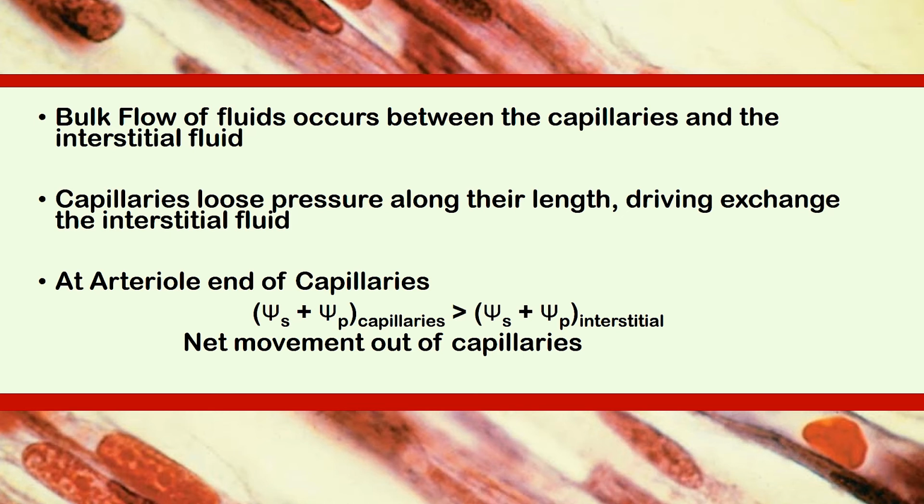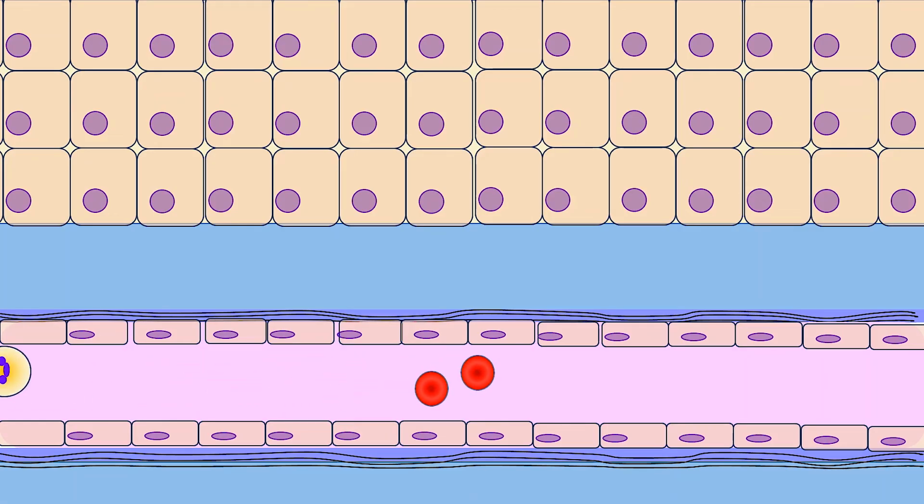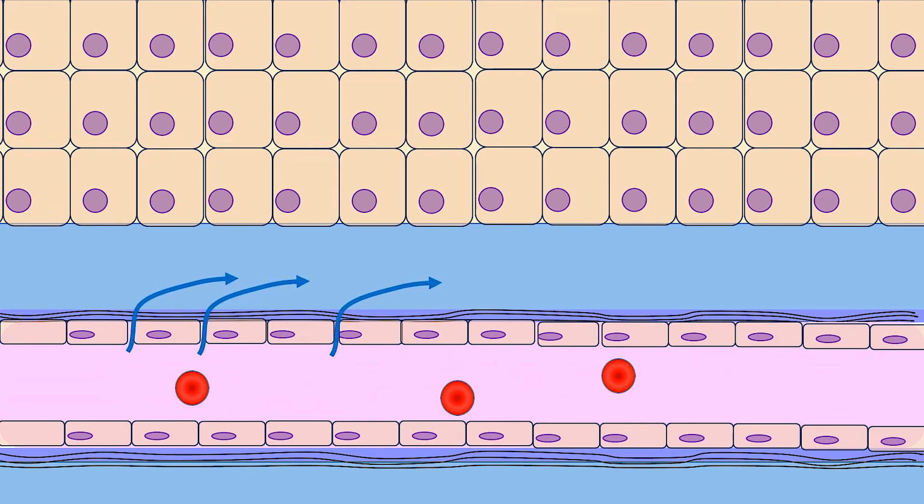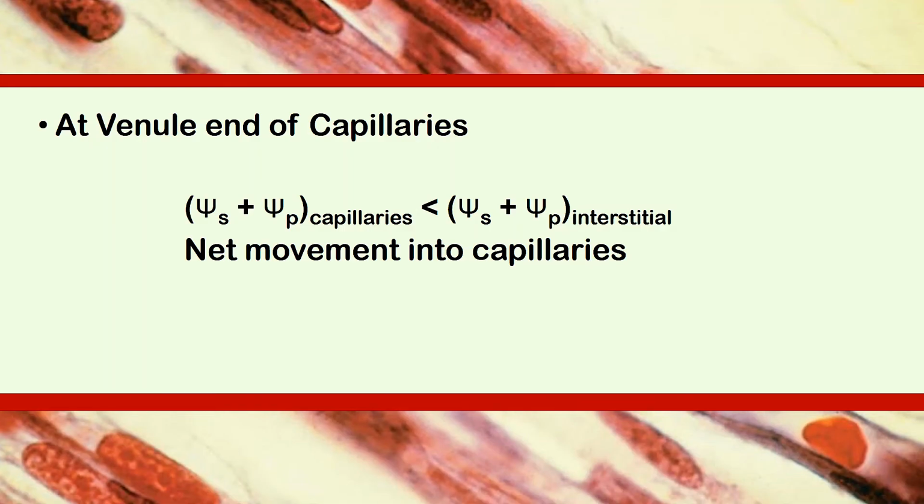At the arterial end of the capillary bed, the sum of the solute and pressure potentials within the capillaries exceeds that of the sum of the solute and pressure potentials in the interstitial fluid. As a result, because of the water potential, water will then move into the interstitial fluids, delivering resources to the cells that need it.